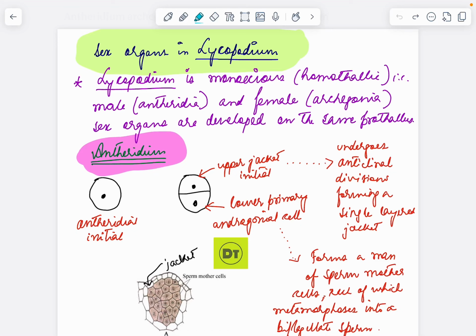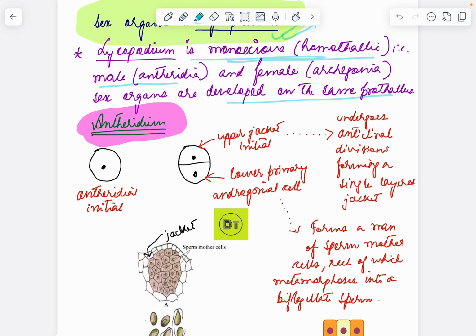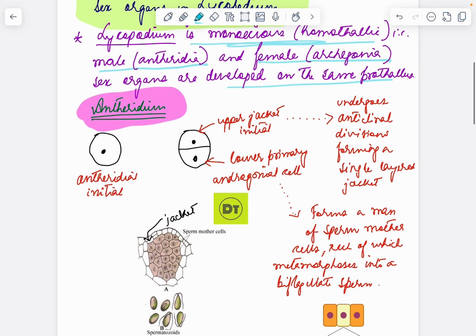In today's class, we are going to learn about the sexual organs in Lycopodium. We all know that Lycopodium is monoecious, that is homothallic. That means the male and the female sexual organs are developed on the same prothallus. The male organ is known as antheridium and the female is known as archegonium. So both the antheridium and archegonium will be developed on the same prothallus.